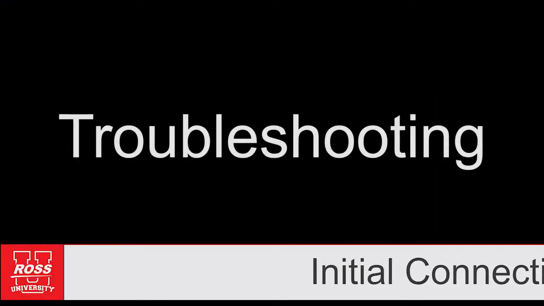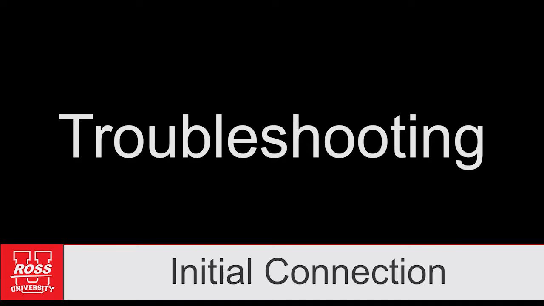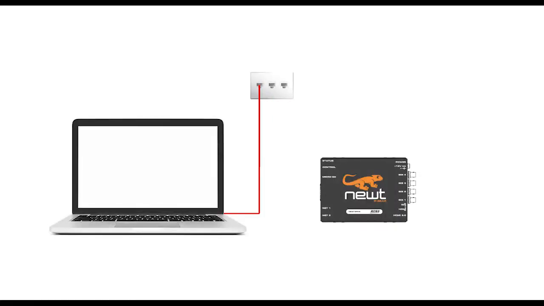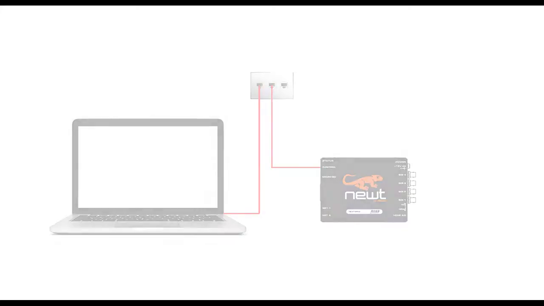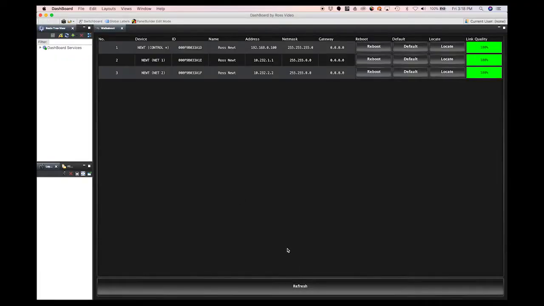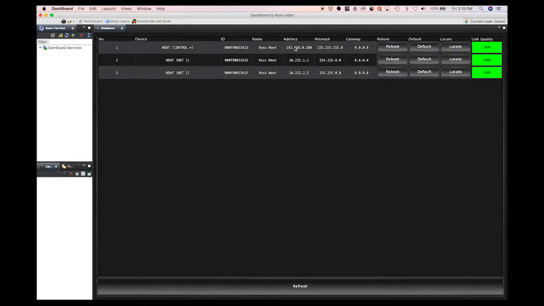Troubleshooting your initial connection. If you are having difficulties, this video will help you make the initial connection to set up your IGGY or NEWT. As shown in the Connecting to your NEWT or IGGY tutorial videos, the preferred method to connect to your device is to first plug your computer, which is running Dashboard, into the same wired Ethernet network as your IGGY or NEWT. Then, use the Walkabout feature of Dashboard to configure your IP address and reboot it.